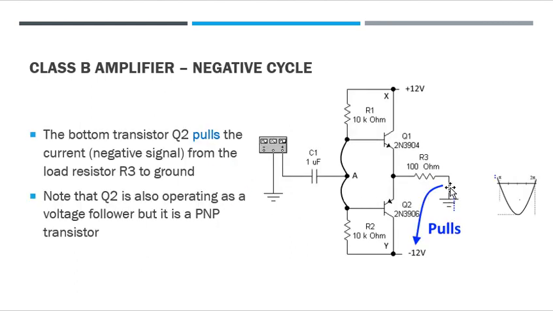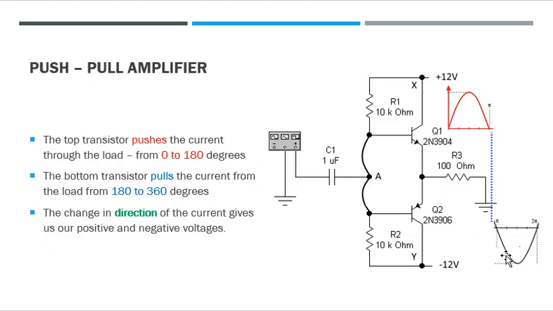On the pull cycle, it pulls from ground through our resistor to minus 12. So what we actually see is that we get our push from Q1, our positive voltage and current going into a resistor, and then Q2 pulls it, and that's where we get the name push-pull. So the top transistor pushes the current through the load from 0 to 180 degrees, and the bottom transistor pulls the current from the load from 180 to 360.